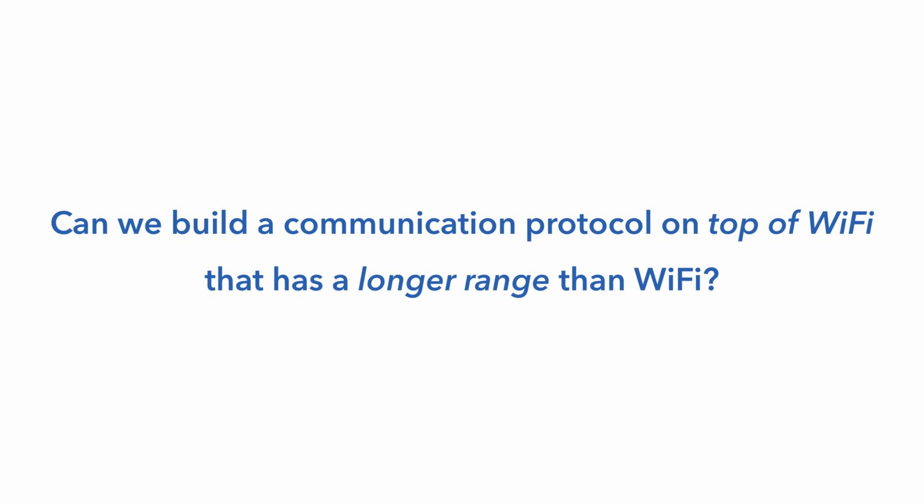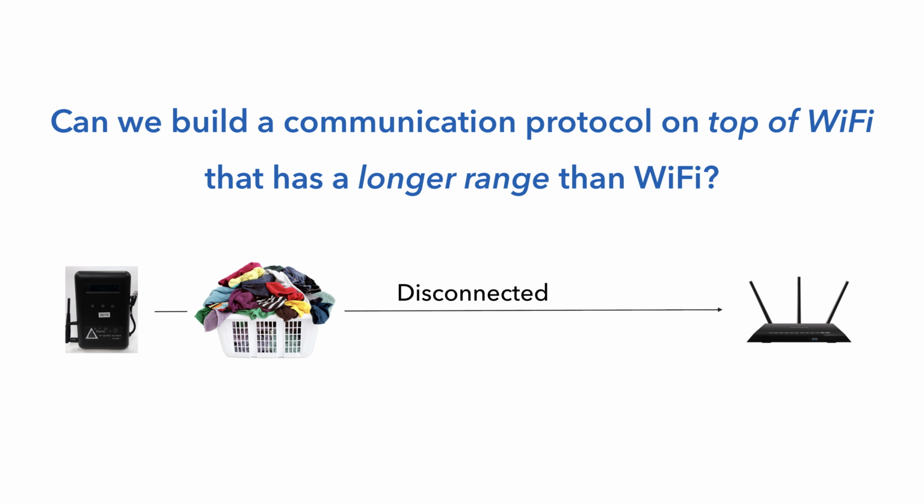We said, well, can we build a communication protocol on top of Wi-Fi that has a longer range than Wi-Fi? And why we need longer range is because this device here, the sensor, is on the edge of connectivity. If we can just extend the range a little bit more, then these devices that were on the edge of connectivity will no longer be on the edge. They'll now be able to communicate or be connected or somehow send data. So that's why we want to extend the range of Wi-Fi.